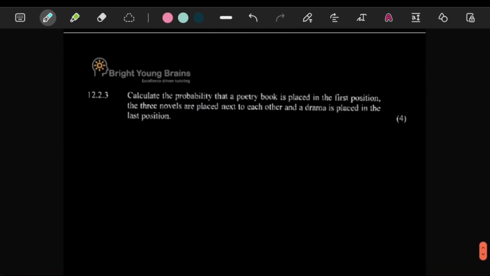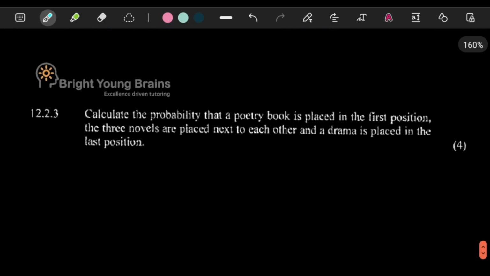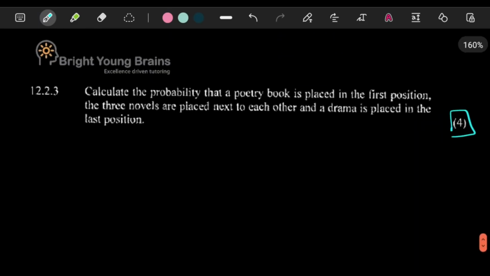Then the last question, oh thank goodness, for 4 marks here, it says: calculate the probability that a poetry book is placed in the first position, the 3 novels are placed next to each other, and the drama is placed in the last position.